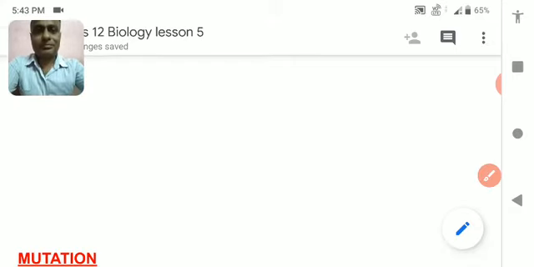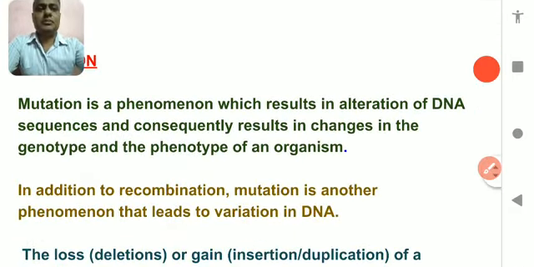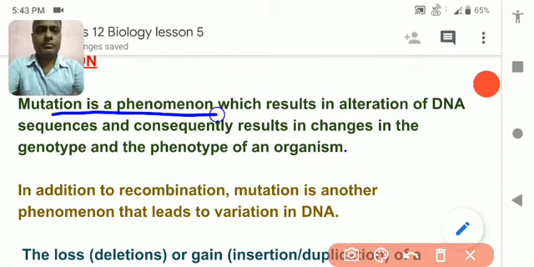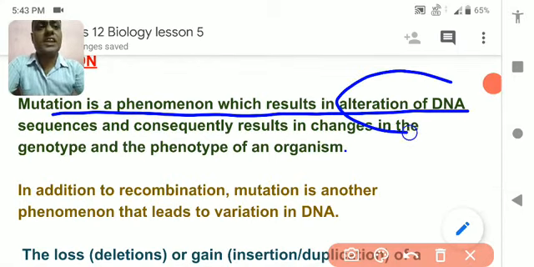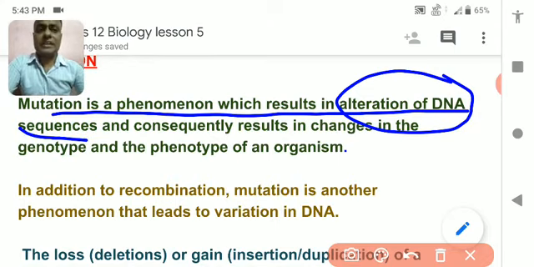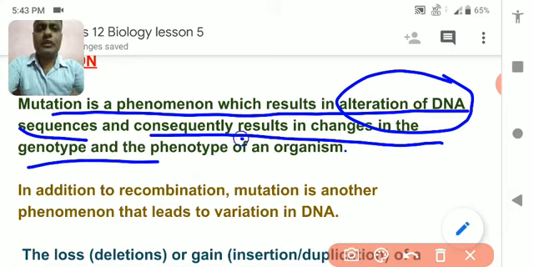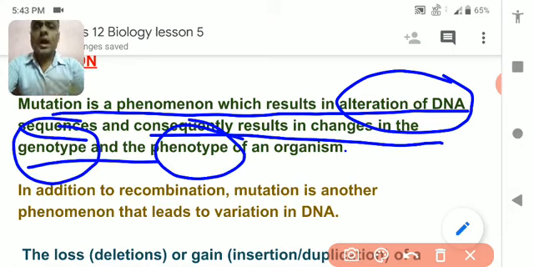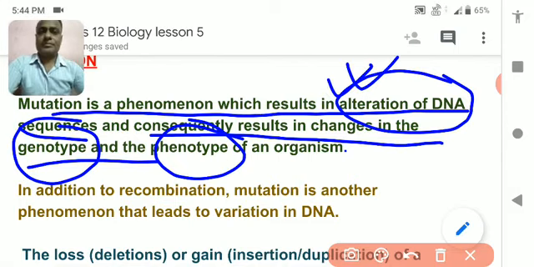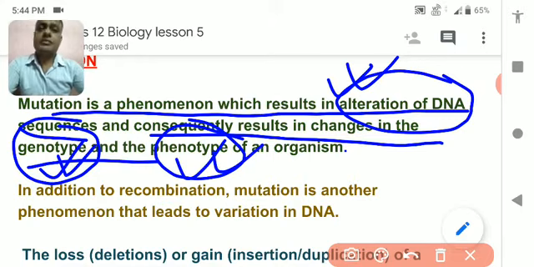Let's study, so what is mutation? Mutation is the phenomenon which results in the alteration of DNA sequence, and consequently results in change in the genotype and phenotype due to alteration in the DNA or its nucleotide. Whatever the kind of alteration that happens, the genotype and phenotype characters can change.